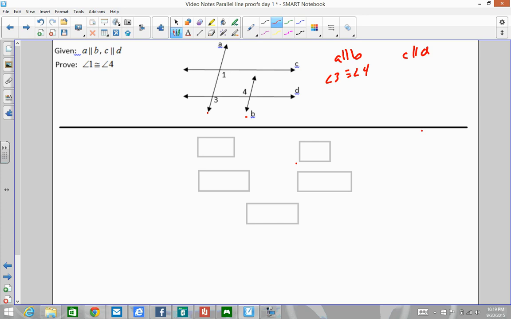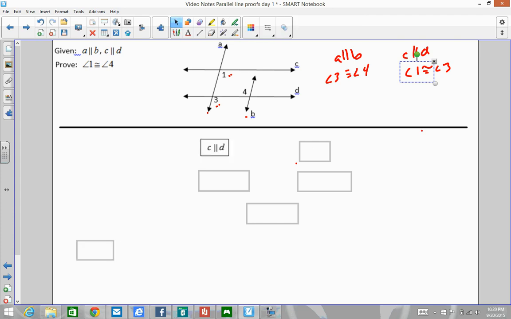And then C and D are parallel, and so the only two pairs I can do here are these two, so I can say angle 1 is congruent to angle 3. And I can see a connection here. 3 is in both of those, so that means I could say that 1 and 4 must be congruent by my transitive property. And so we start off here with our givens, which in this case is the only place I have to go.